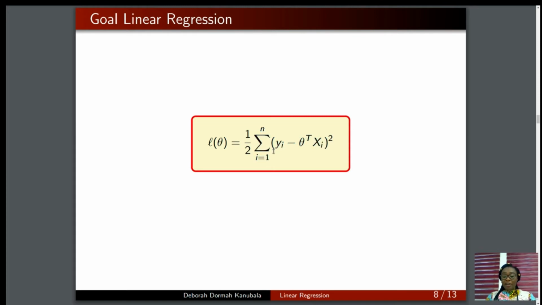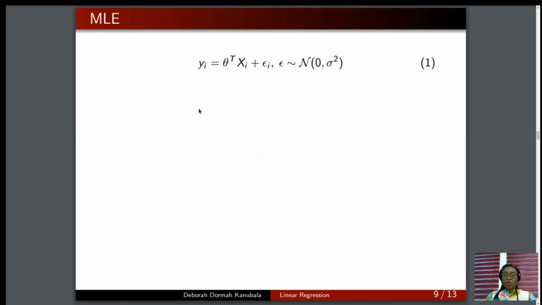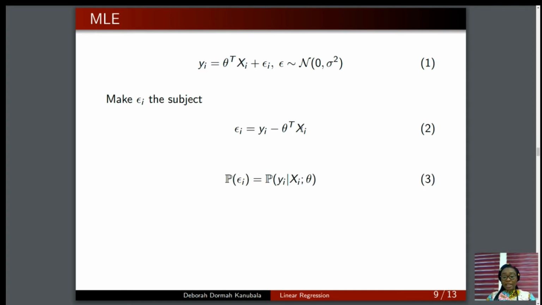How did we arrive at this? We can do this using the maximum likelihood estimation. For our equation of the line, which we had already seen, we had this epsilon. Now this epsilon we are going to assume follows a normal distribution with mean of 0 and variance sigma squared. Now we can make epsilon i the subject, and once we do, we take our predicted y to the other side, then we have equation 2 as indicated.